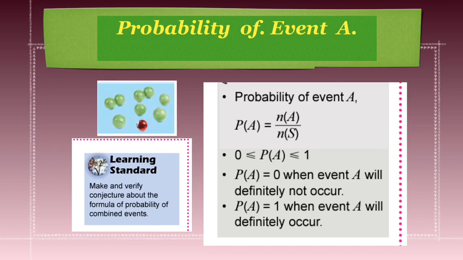For probability of event A equal to 0, it means that the event A will definitely not occur. For probability of event A equal to 1, it means the event A will definitely occur. Example, probability of selecting a boy from 5PS class is equal to 0 because selecting a boy is impossible from 5PS, right? And probability of selecting a girl from 5PS is equal to 1 because the event A, which is selecting a girl from 5PS, will definitely happen.